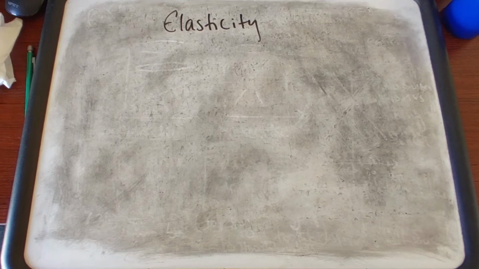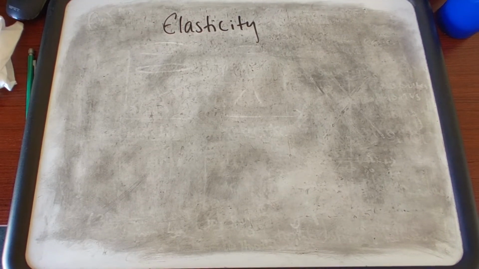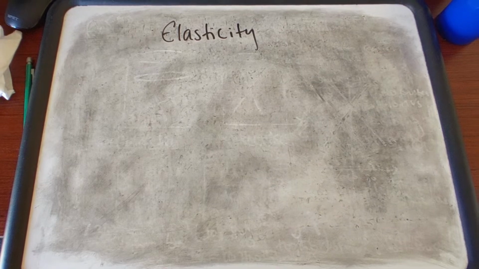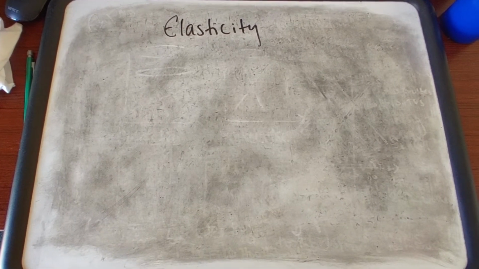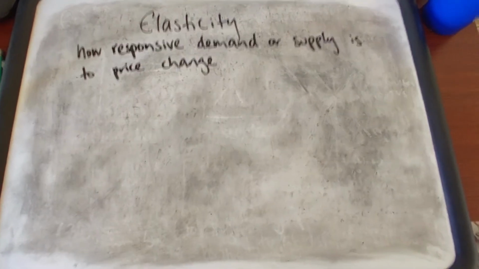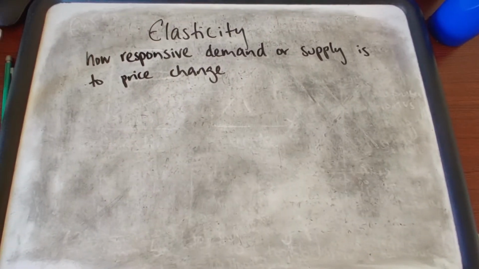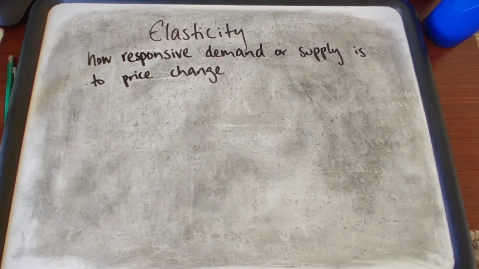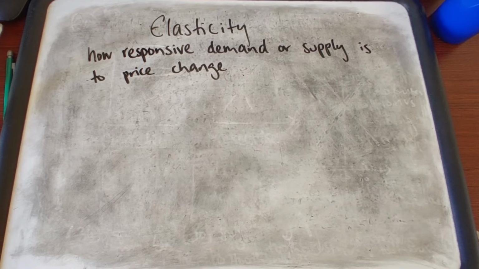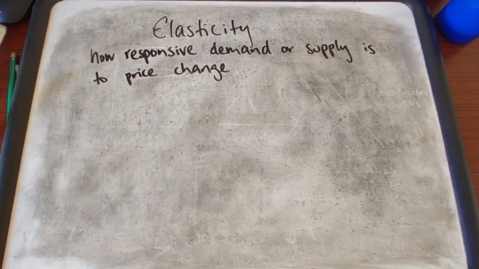Alright, in this video we're going to be going over elasticity. And what elasticity is, is how responsive demand or supply is to a price change. And the purpose of elasticity in economics is that they use this to see how goods or services are affected by price, and to the extent of which they are elastic or not.